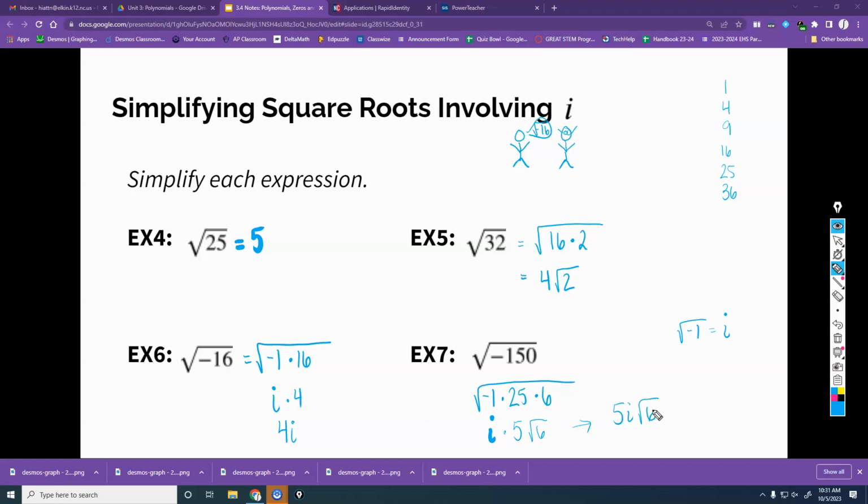Basically, if you have a negative under the square root, it's going to come out of the root and be an i, right? So if you see a negative under a square root, you should end up with i. We're going to need that in the next couple problems that we're going to do. Okay, everybody okay here?